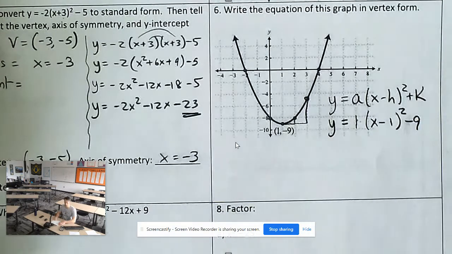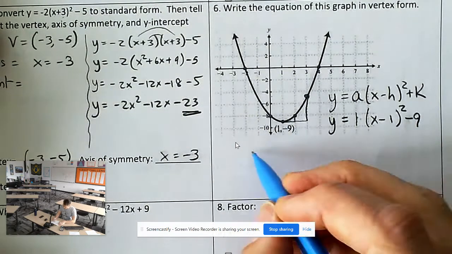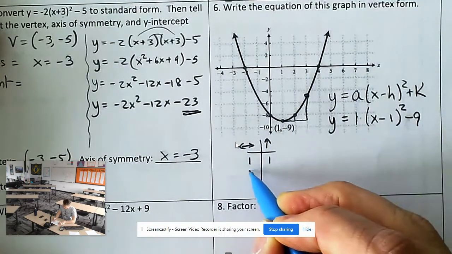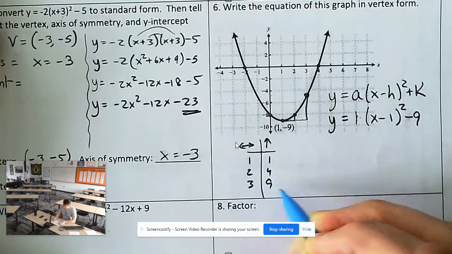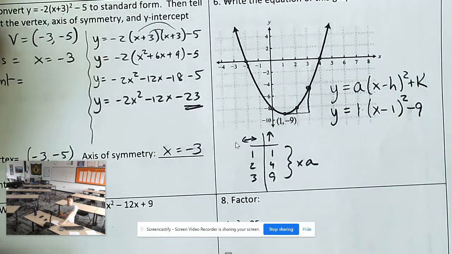There you go. The tricky part there is finding A, but just remember the pattern. The pattern is always out, up, out 1, up 1, out 2, up 4, out 3, up 9. And then these numbers get multiplied by A. So if it's just a normal pattern of 1, 4, 9, A must be 1.